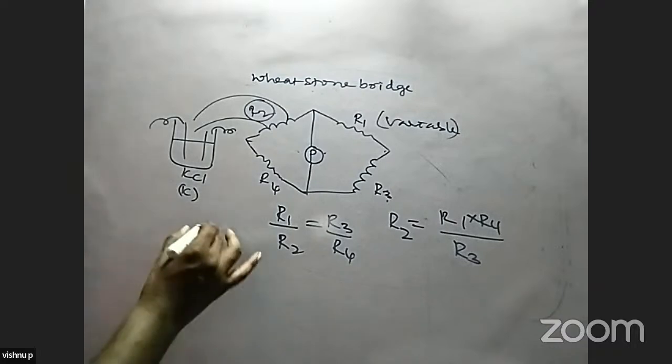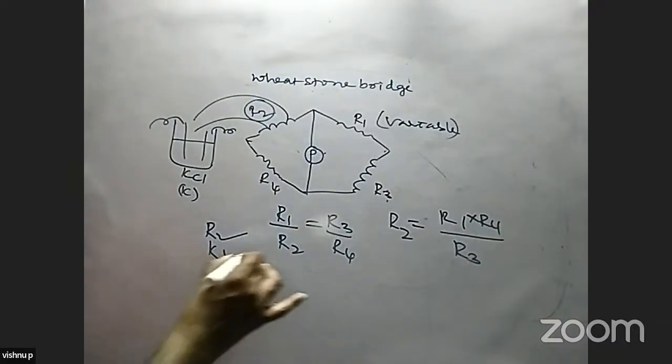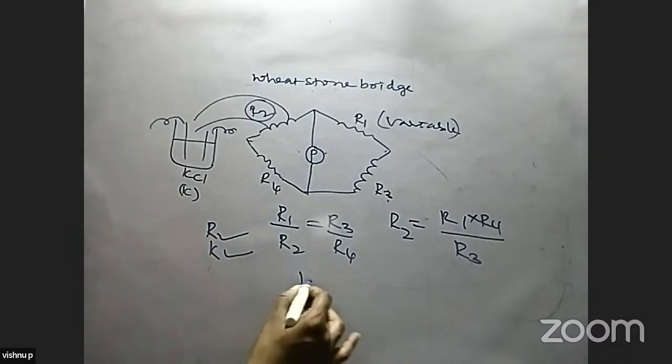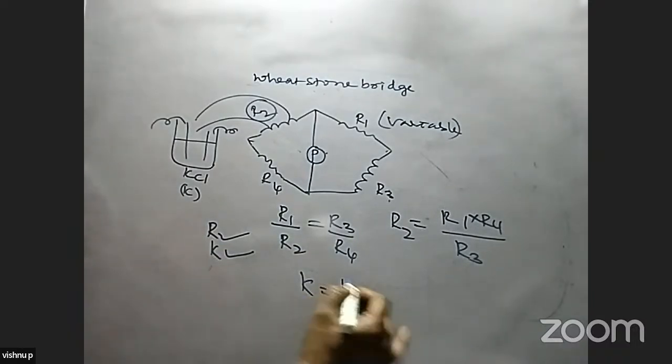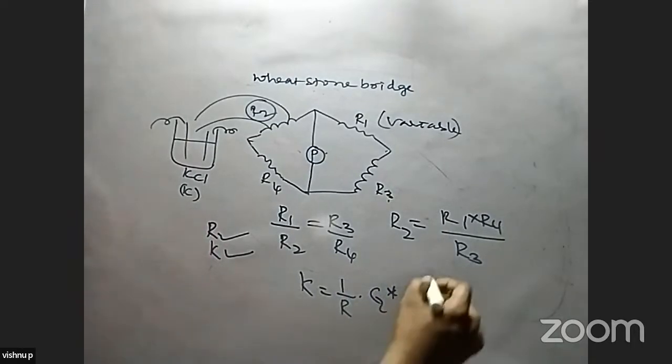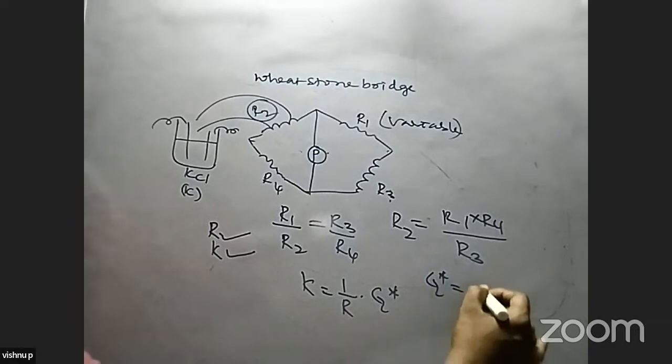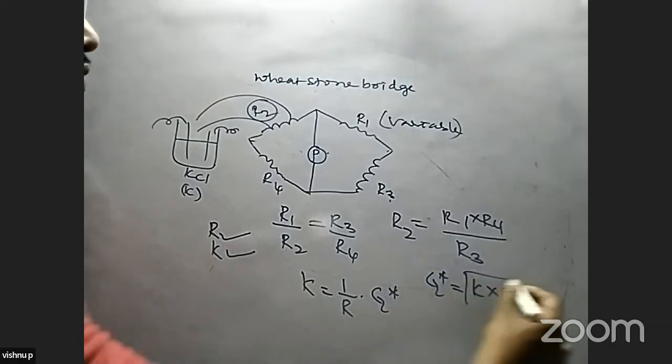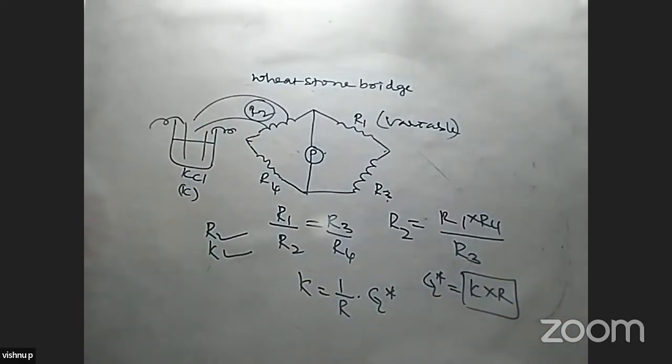If you know the R value and the K value, then we use this equation: K is equal to 1 by R into cell constant, that is L by A, and cell constant is equal to K into R. From the resistivity, specific conductance and also resistance, we can find out the cell constant value that is equal to L by A. This is a method to find out the cell constant experimentally.